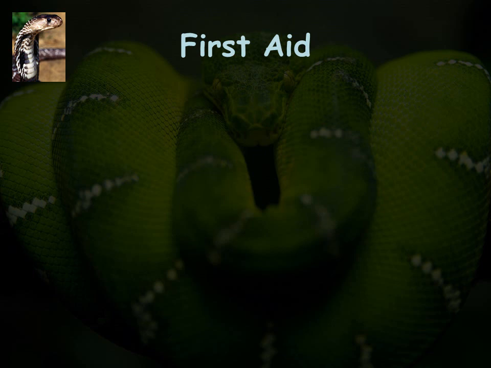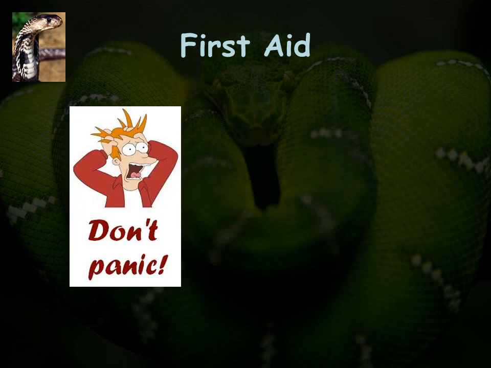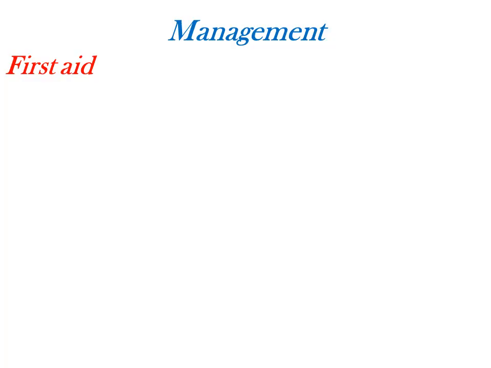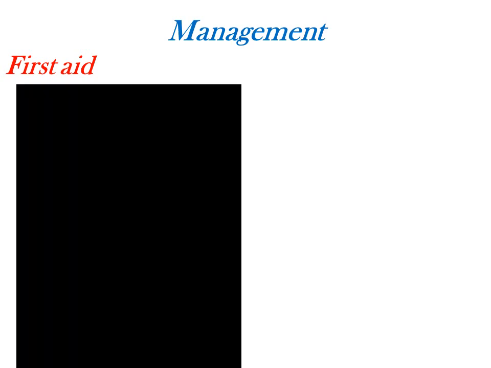Now this first aid has been named as what we call DO IT RIGHT. It contains the R, I, GH and T. There are 4 segments. Let us try to find out what these segments are. So the management begins with the first aid, and we will try to see what is the full form of that: DO IT RIGHT. R, I, GH and T.